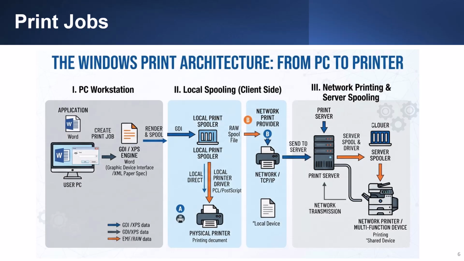Here's a picture showing the print process. First, on the PC workstation, the application takes the document and renders it using the Windows GDI or XPS engine. Second, the local print spooler intercepts it. If it's a standard USB printer, the local driver handles it immediately. However, if it's a network printer, the job is routed to a dedicated print server. The server spooler takes over, manages the queue, uses the server-side driver, and sends the final data to the shared multifunction device. Essentially, the spooler acts as a vital shock absorber between software speed and hardware speed.